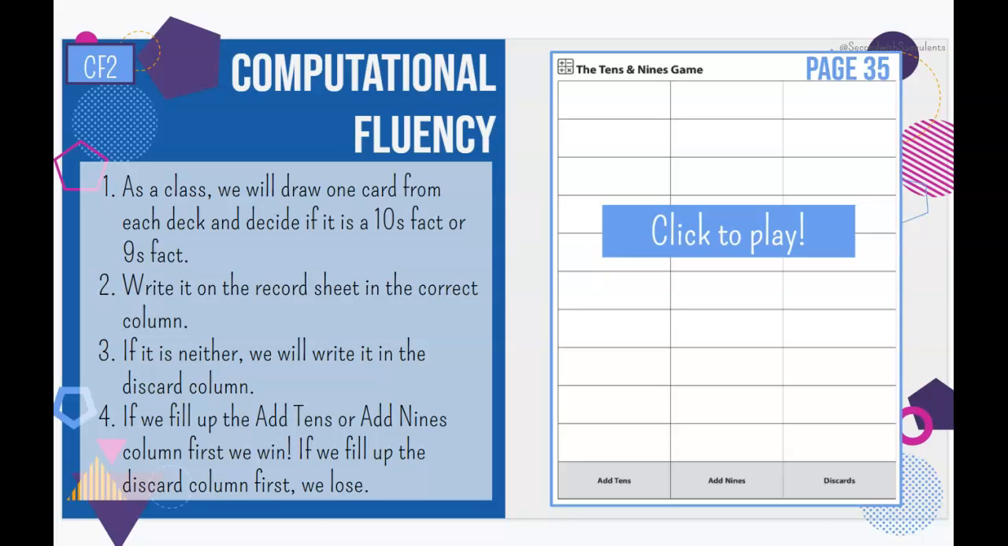As a class, we will draw one card from each deck. I'll show you 2 decks of cards, and we will decide if it is a tens fact or a nines fact. Then we will write it on the record sheet in the correct column. Remember how we noticed these different words on the bottom? These are the labels for our columns. If it is neither a tens fact or a nines fact, we will put it in the discard column. If we fill up all the add tens or add nines columns first, we win. If we fill up the discard column first, we lose. Let's start to play.